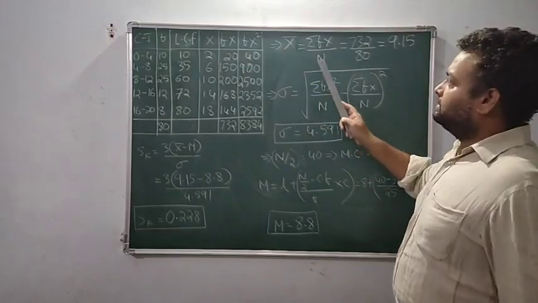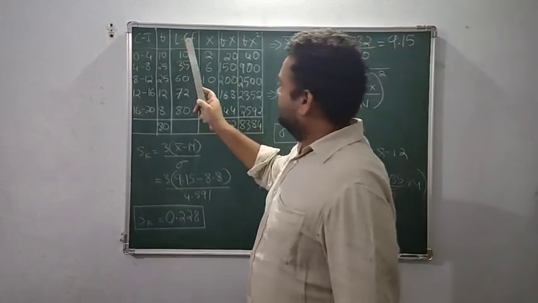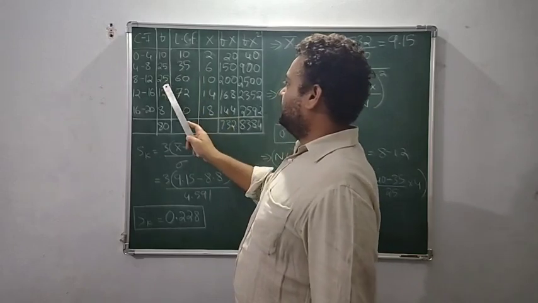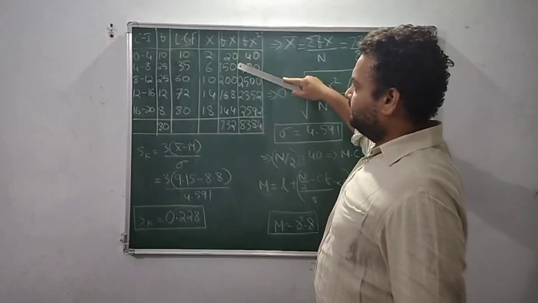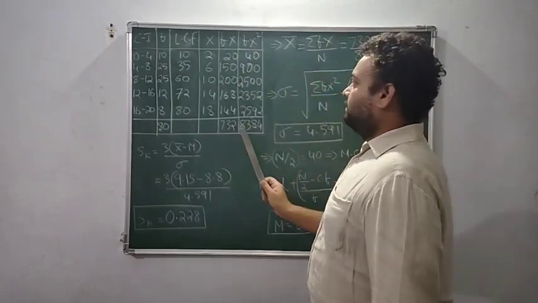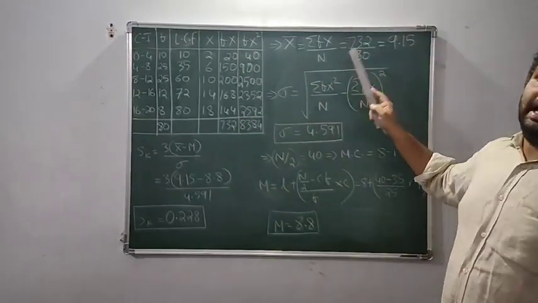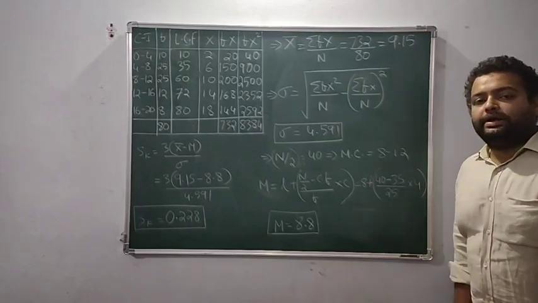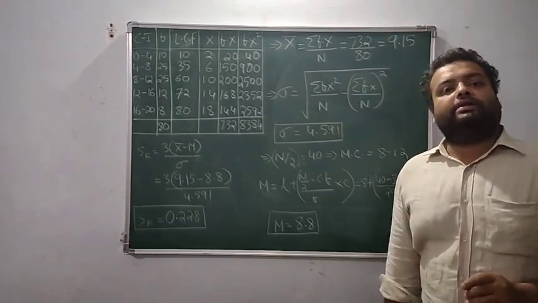Mean is equal to summation of fx divided by n. So fx, that is f into x, is 10 into 2, 25 into 6, 25 into 10, 12 into 14, 8 into 18. Those result in 20, 150, 250, 168 and 144 respectively. The total of this column is 732. Therefore summation of fx by n is equal to 732 by 80, which results in 9.15. So the value of mean for this distribution is 9.15.